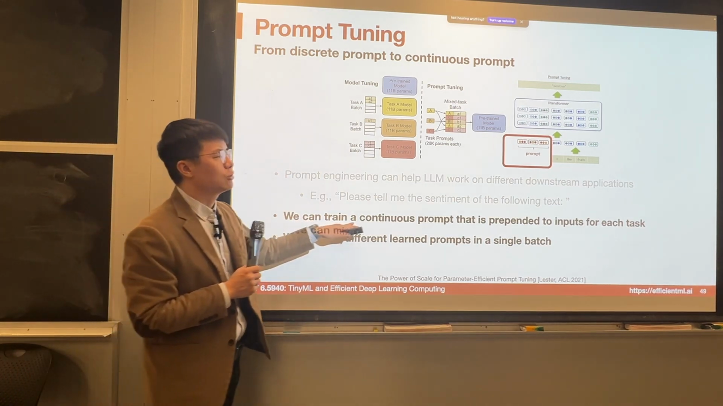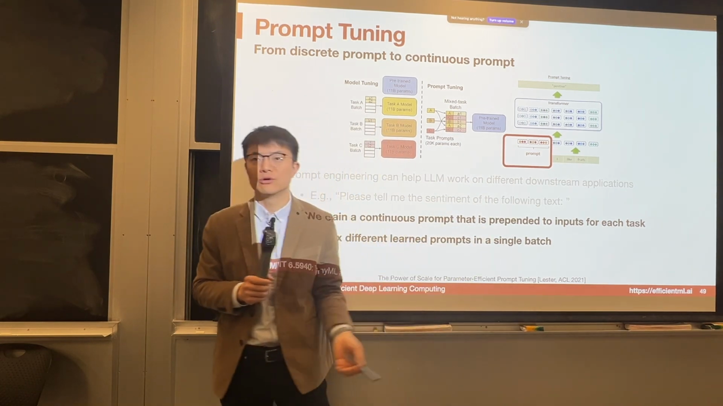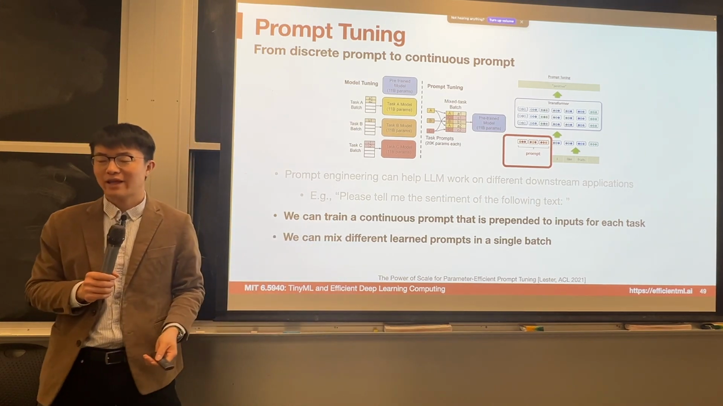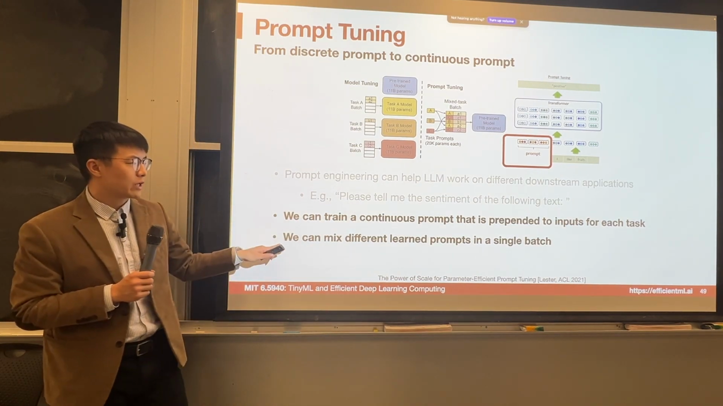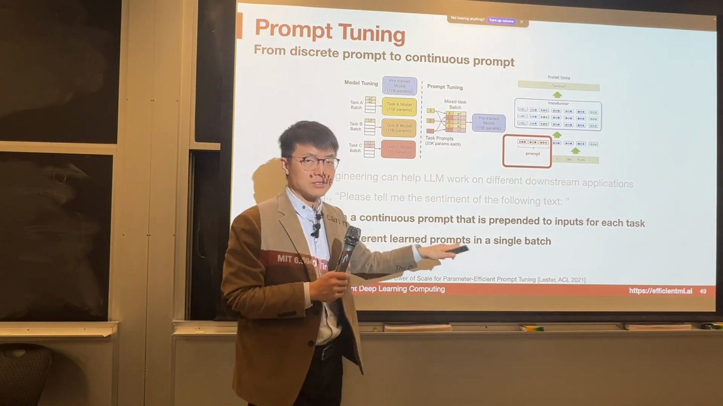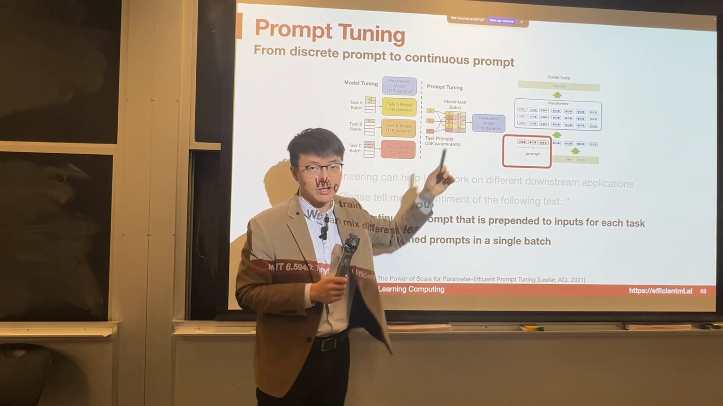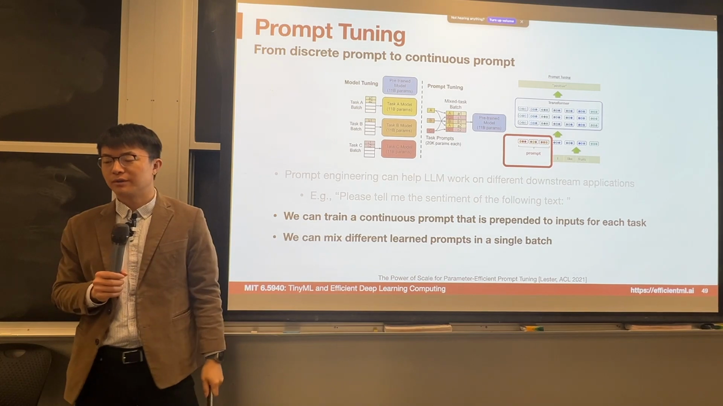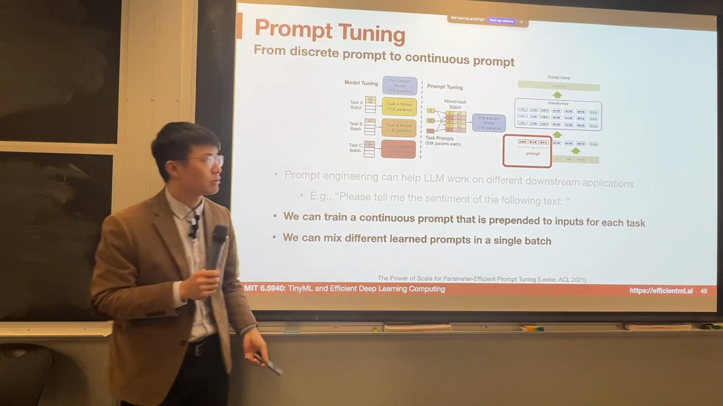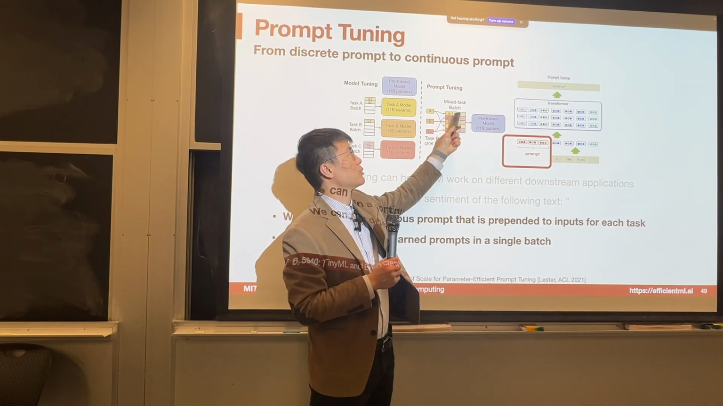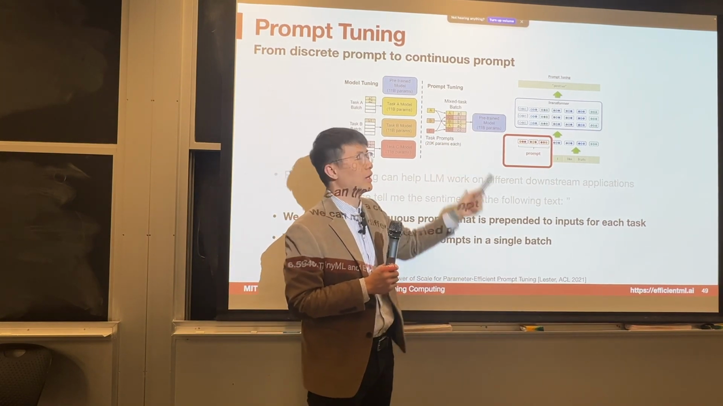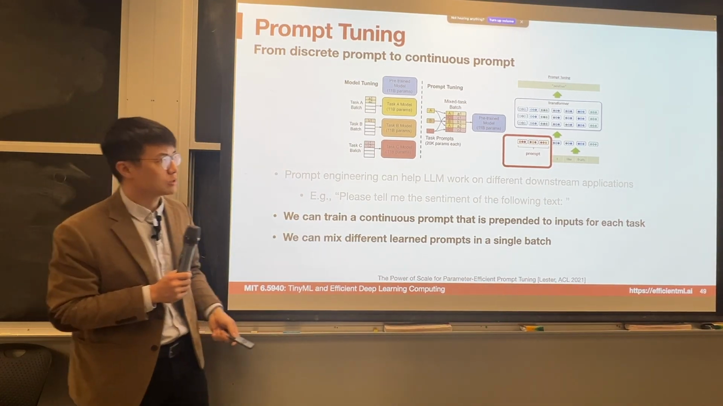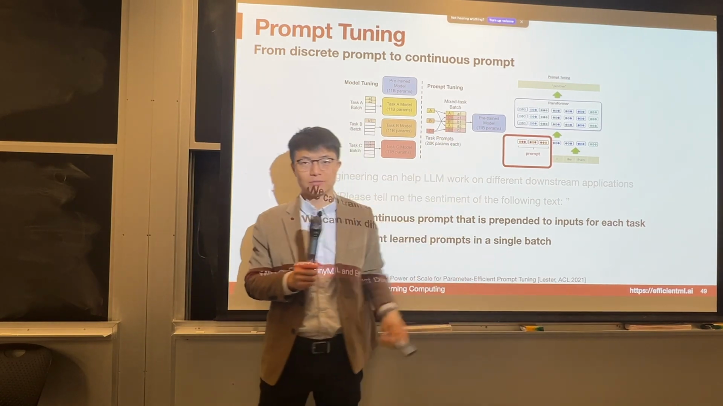We can train a continuous prompt that is prepended to the input for each task, so that this continuous prompt represents that task. And also we can mix different learned prompts in a single batch, like in this case. We have 3 different learned prompts, A, B, C, and we can actually mingle them in a single batch. From the large language models perspective, capital A plus A1 versus capital C plus C2, they actually are the same. Don't have to distinguish them. How do we distinguish them? Different tasks have different prompts.